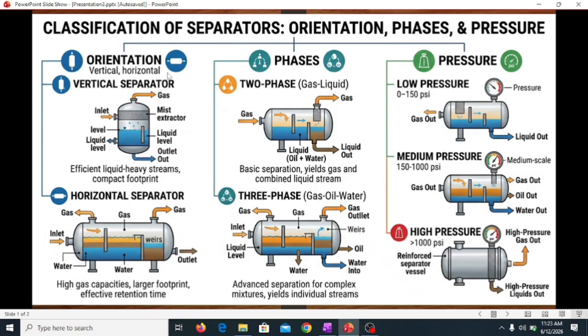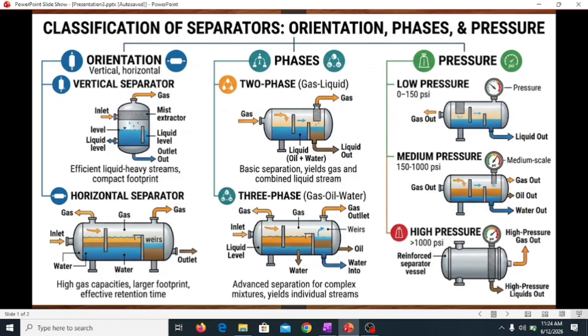Welcome to the classification of separators. By orientation, we have the vertical separator, the horizontal separator, and also the spherical separator. But in the oil and gas industry, the spherical separator is not always used. By phases, we have the two-phase separator and the three-phase separator. For classification by pressure, we have low pressure, medium pressure, and high pressure separators.